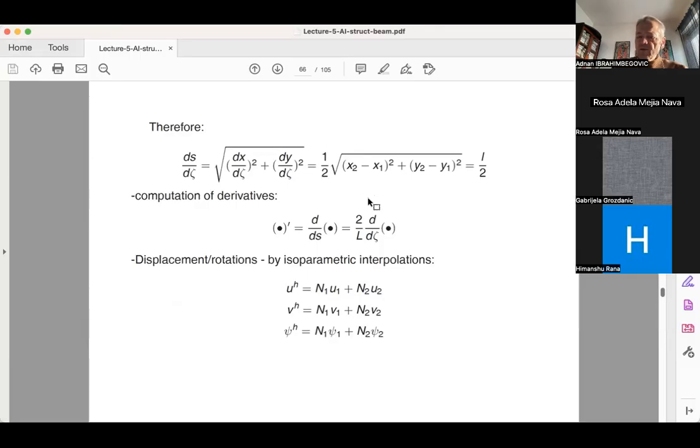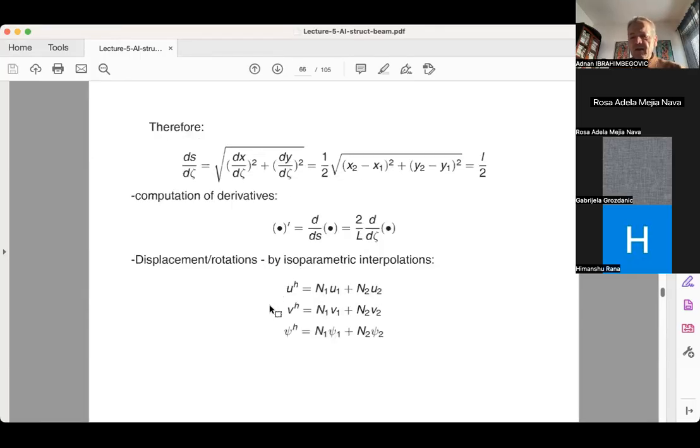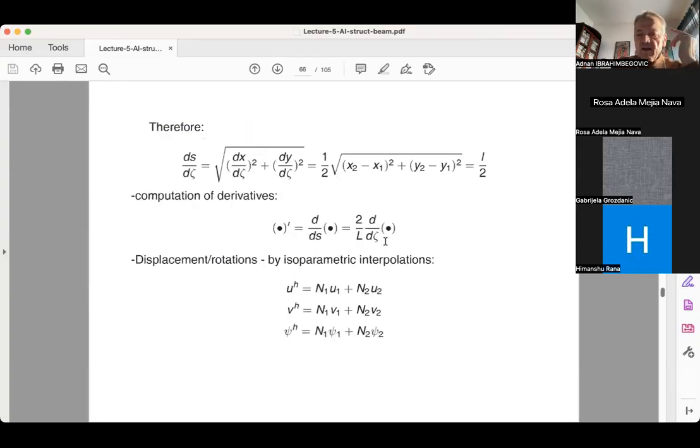So the computational derivative with respect to s is very easy. It's the computational derivative with respect to xi, where everything is defined in terms of xi because you're talking about isoparametric interpolation. And then you take the result and multiply by 2 over L, where L is the length of this beam, and the beam could be in any orientation, including in space, not necessarily along any of these axes. And then I take the isoparametric interpolation for displacements U and V along the X and Y axes.